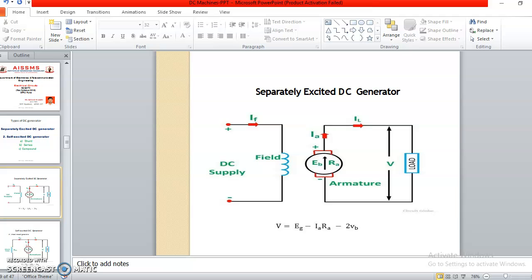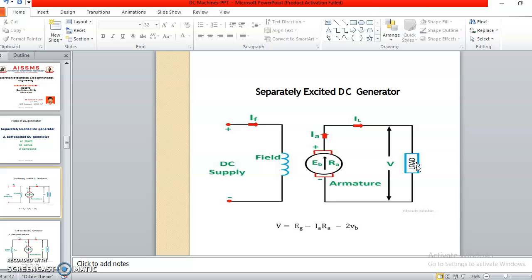So this is the separately excited DC generator. As I have mentioned earlier, you can use a separate DC supply for the field winding. You can see in this circuit diagram, a DC supply is separately used for the field winding. IF is the field current, IA is the armature current, IL is the load current. So in a separately excited DC generator, when the field winding is supplied from an external separate DC supply, that is, the excitation of the field winding is separate, then the generator is called a separately excited DC generator.